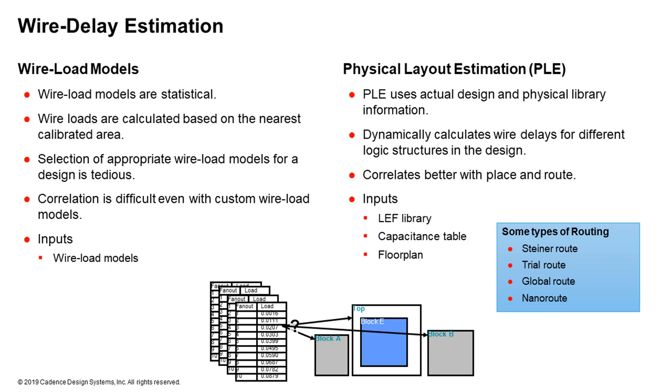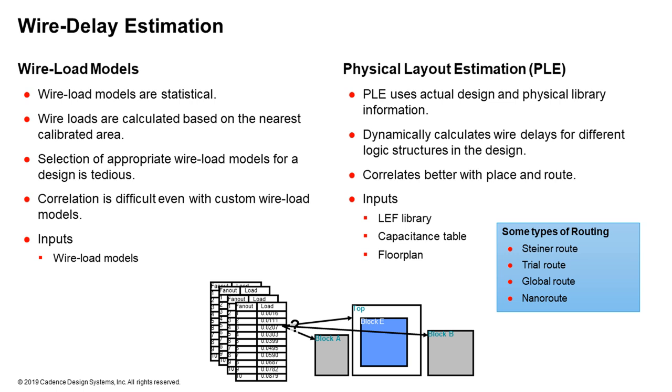And then for correlation to the actual place and route tools, again, it becomes really difficult even with custom wire load models. But one simple thing is that the wire load models are there and you can actually use them. So Foundry supplies these wire load models and you can actually plug them in along with your libraries to calculate your delays.